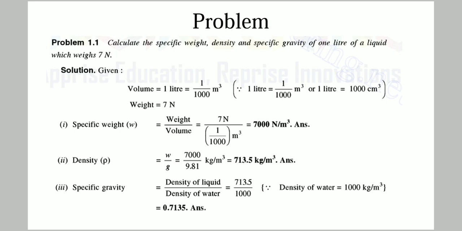Now specific weight is weight by volume. So we have a weight of 7 Newtons and the volume is 1 liter, which is 1 by 1000 meter cube. So we get 7000 Newton per meter cube. Now density is mass per volume.